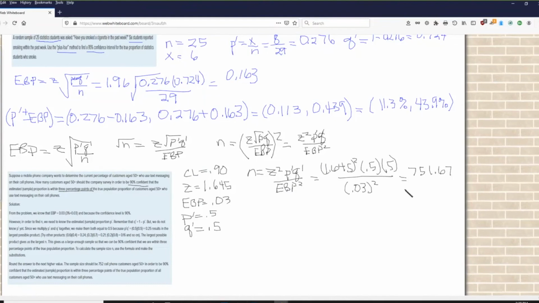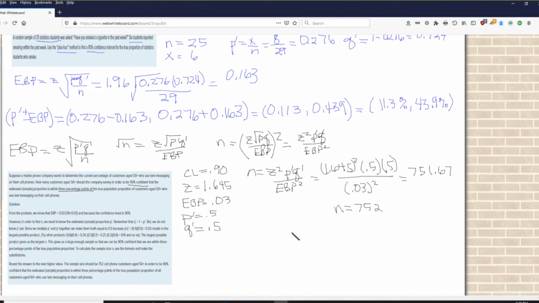Now, whenever you're trying to figure out sample size, you're always going to round up to the nearest integer. So for this, our sample size is going to be 752, is the sample size that this study is going to need in order to have an error bound, a margin of error, of 3%.